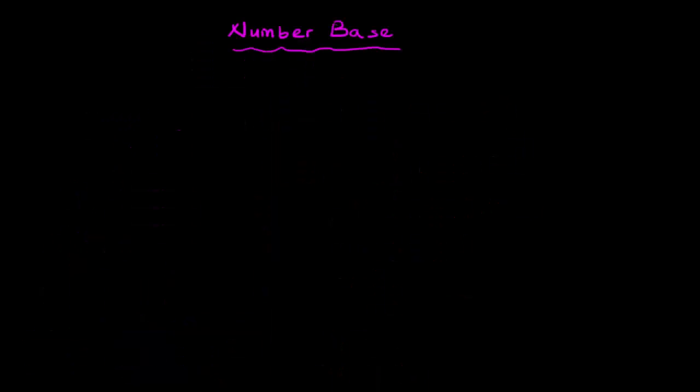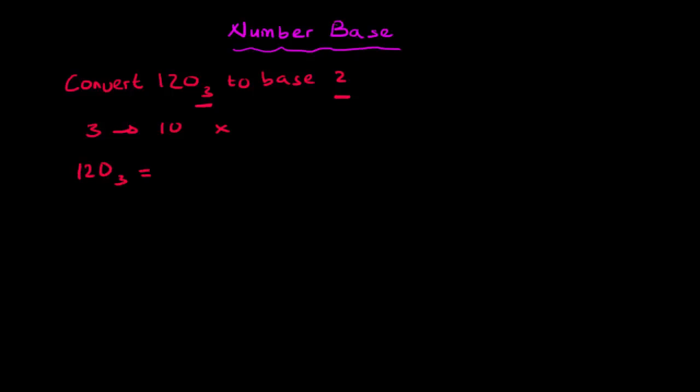So in this example, I'm told to convert 120 in base 3 to base 2. Now remember that to convert from another base to another base, I have to first convert to base 10. If I'm told to convert from base 3 to base 10, that's like a promotion, so I multiply. So 120 in base 3 will give me 1 times 3 plus 2 times 3 plus 0 times 3. Now the next thing I'm to do is to rank. So I write 0, 1, 2.